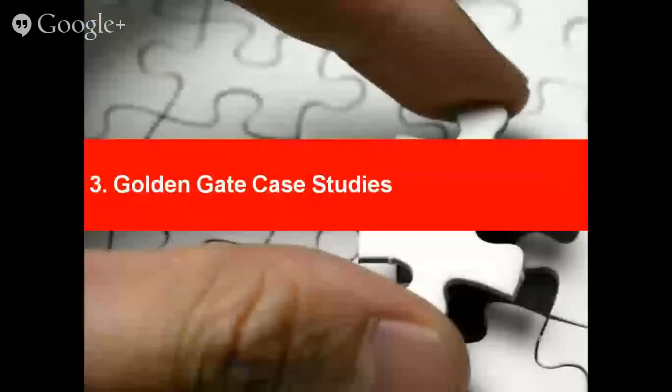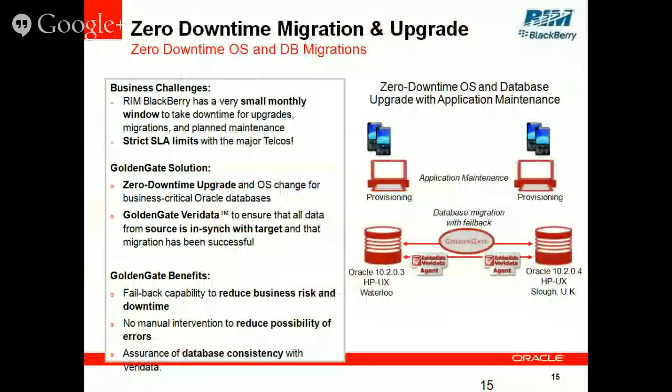So let's see Oracle GoldenGate case studies. Oracle GoldenGate facilitates zero downtime migration and upgrade. So let's see the business challenges that companies have. For example, RIM BlackBerry has a very small monthly window to take downtime for upgrades, migration, and planned maintenance. They have strict SLA limits.